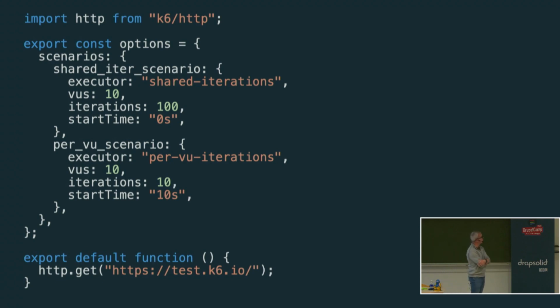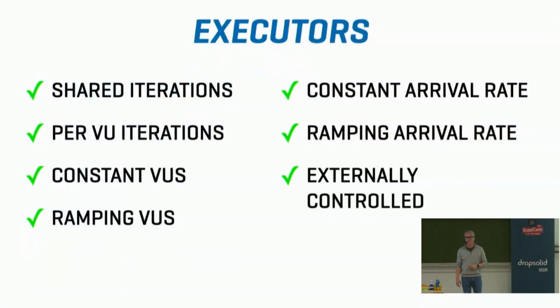The executor is shared iterations, which means you have this blob, this bunch of work, and you're going to distribute it across all the VUs. How many of them? 10. How many iterations will we do? 100. So there's 100 iterations that will be shared across 10 users. You can also do it per VU and say, well, we have 10 iterations for every VU, and the end result will be the same, 100. But the way this is executed is slightly different, and your results may vary. These are a bunch of the executors that are available. I'm not going to cover all of them, but I am going to show you a couple more before we end the presentation.